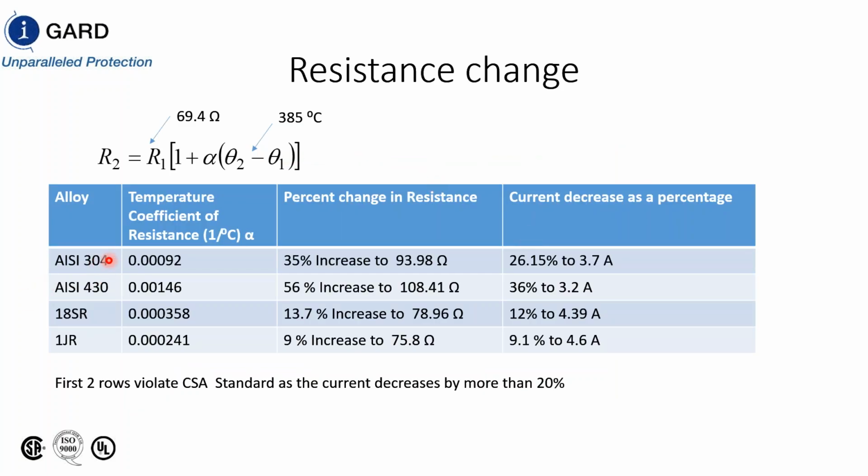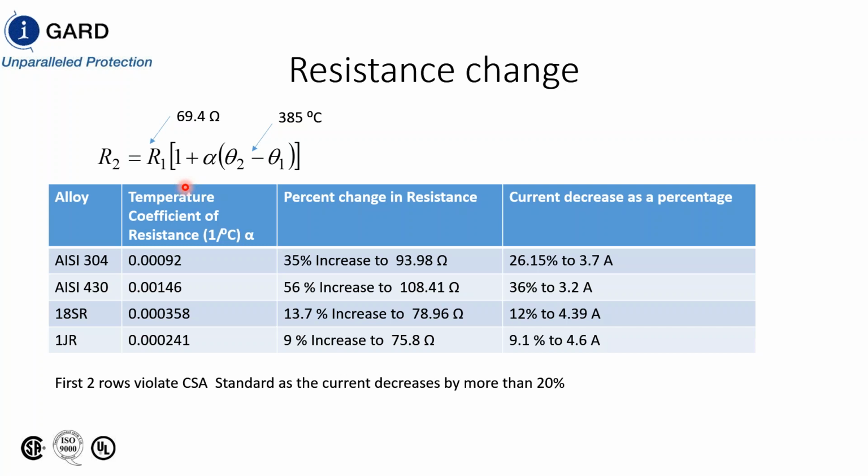But that element could be made of the 304 stainless steel, 430 stainless steel, 18SR stainless steel, or 1JR stainless steel, with the corresponding temperature coefficient per degree C. With a 385 degrees C temperature rise, and we start with a 69.4 ohm resistor, which is basically 347 volts divided by 5 amps, alpha is this number here. We can calculate what the final resistance is.